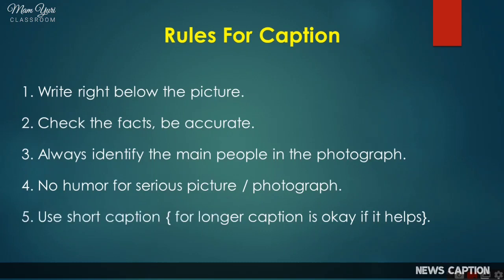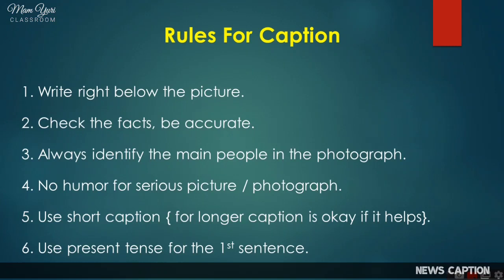Number 5, use short captions. Note, for longer captions, it's okay if it helps. Usahakan untuk menggunakan caption yang lebih singkat ya. Tapi apabila memang caption yang lebih panjang dibutuhkan dan sangat membantu, kalian boleh menggunakannya. Number 6, use present tense for the first sentence. Gunakan selalu bentuk tenses present dalam kalimat pertama. Why? Kenapa? Seperti rule number 1 and number 2, bahwa kalian menuliskan hal-hal yang benar terhadap gambar, dan faktanya pun merupakan fakta yang valid, yang benar, tanpa rekayasa.